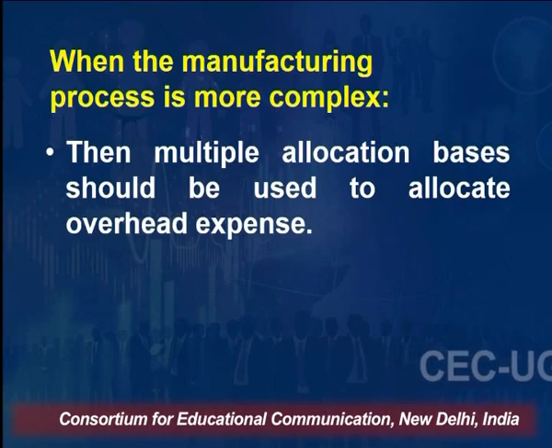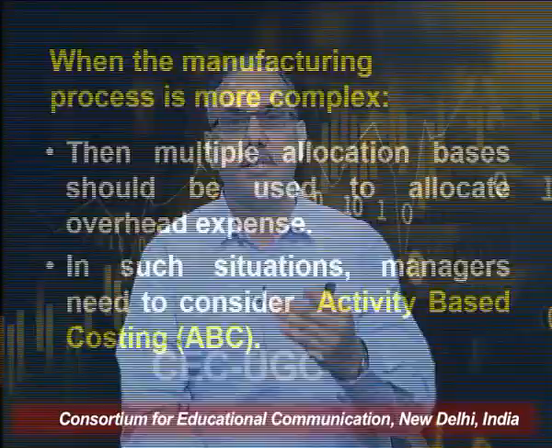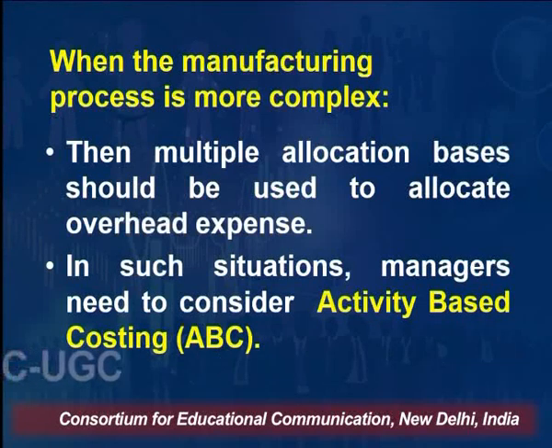When the manufacturing process is more complex, then multiple allocation bases should be used for allocating overhead expenses. Obviously, when the process is complex, why use only one base? Because labor is a very small part of your manufacturing cost. Suppose that is the scenario, then multiple allocation bases are required. And when you have to use multiple allocation bases, the only solution is activity based costing. Identify those activities. So in such a situation, the manager needs to consider activity based costing. So this is the genesis of this costing method, that is why we use activity based costing.